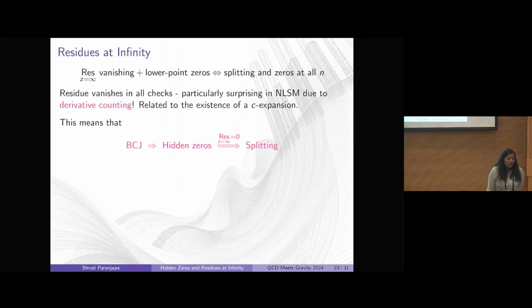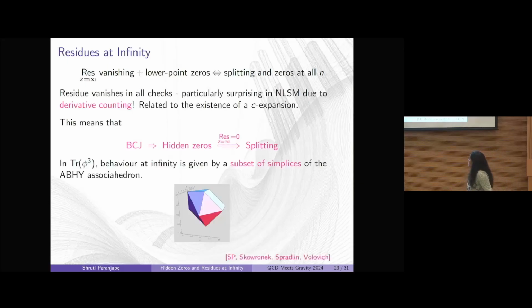Good. Okay. I think especially for the NLSM, this is surprising because if you just do a random multi-line shift, the NLSM doesn't have good large Z scaling. There's also something interesting that can be said about the object at infinity. This is something I'm thinking about with Max Pradlin, Anastasia Volovich, and their extremely wonderful student, Marcos Skofronik. I'm happy to talk more about this to anyone who's interested.